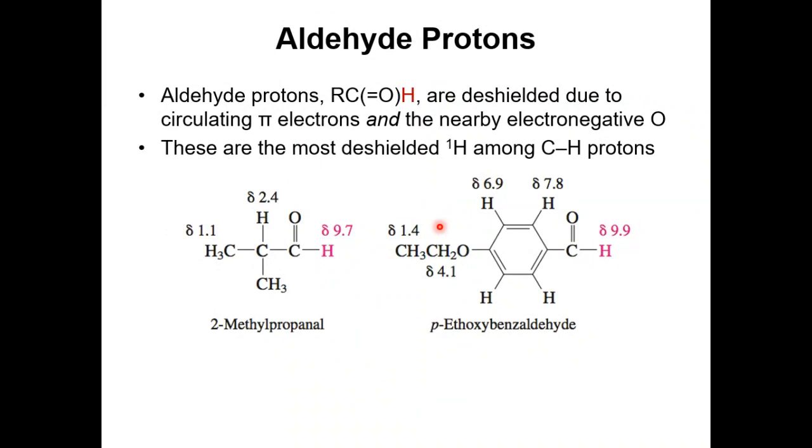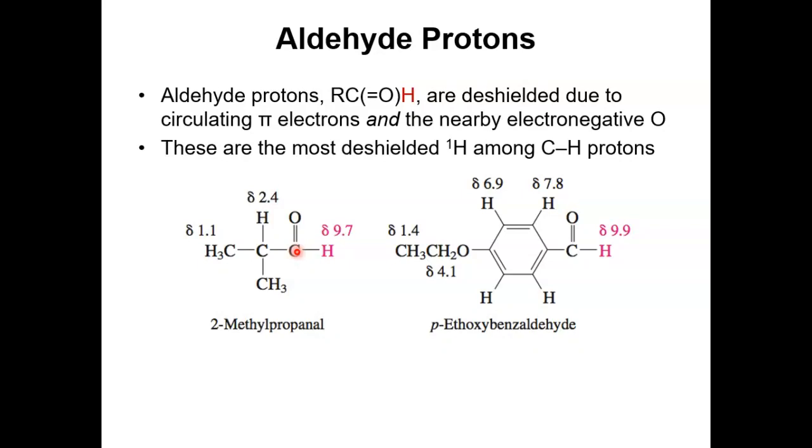Now the last proton I want to emphasize is the aldehyde proton. The aldehyde proton here is directly bound to a carbonyl carbon. So the carbonyl group has a sigma bond, and it is a double bond. A double bond has 2 components, a sigma and a pi component. So this proton is also in the deshielding zone of the circulation of the carbonyl pi electrons.